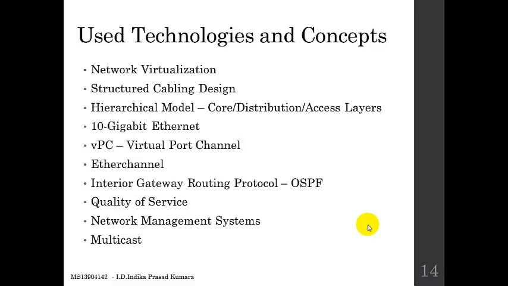and mainly Nexus 7000 is used for the core layer, the Nexus and Catalyst 4000 series are used for the distribution layer, and the Catalyst 3000 series is used for the access layer. And the inter-switch communication is mainly equipped with 10 gigabit Ethernet to maintain the bandwidth requirements between switches and reduce the serialization delay. And virtual port channel is used for switch failover and redundancy mechanisms, and it has improved availability of switches and services.